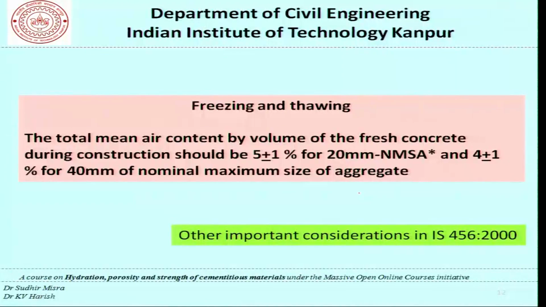As far as freezing and thawing is concerned, the total mean air content by volume of the fresh concrete during construction should be about 5 plus minus 1% for 20 mm nominal size of aggregate and 4 plus minus 1% if the nominal maximum size of aggregate is 40 mm.